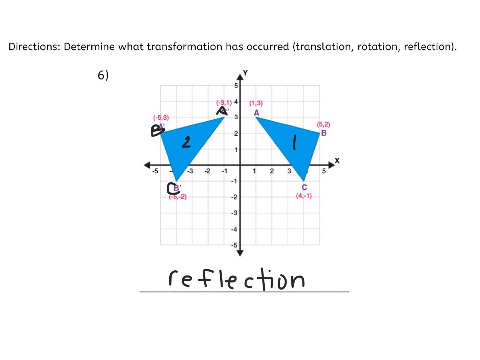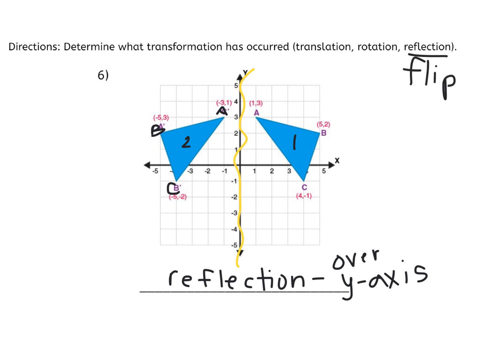And it looks like those wings. The mirrored image is over the y-axis. So if you want to make a note of that as well, because when we do a reflection or a flip, it's usually over the x or the y-axis or a certain line.